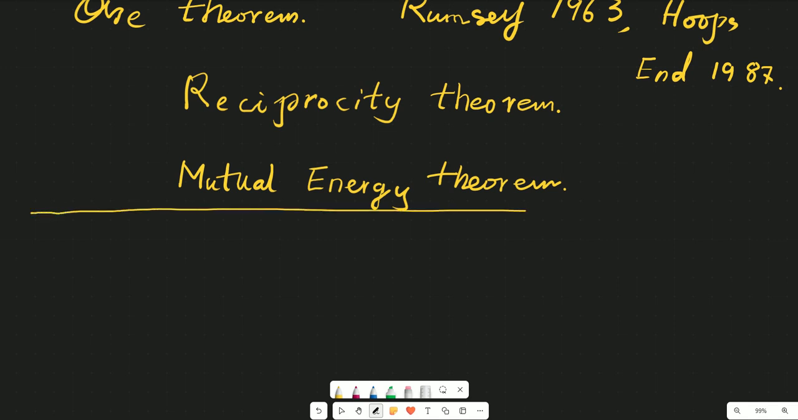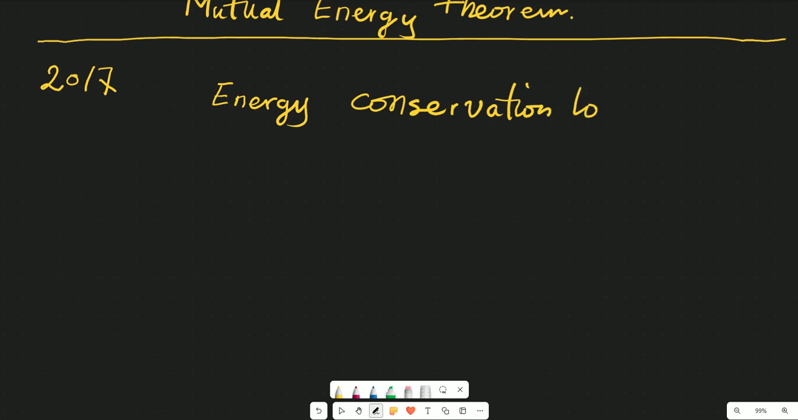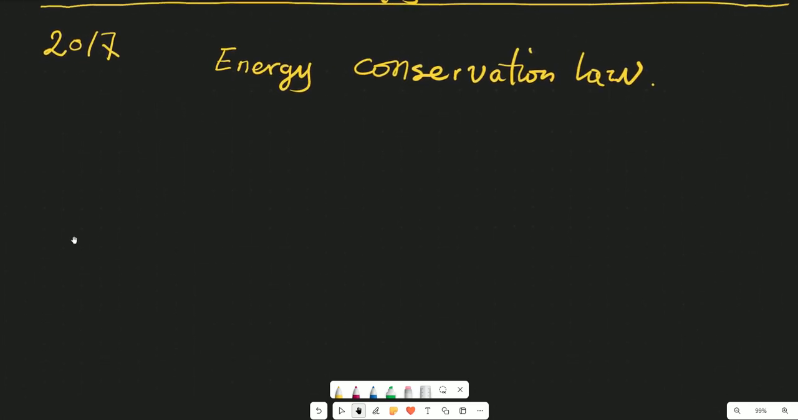And continuing, in 2017, I found that this mutual energy theorem is not only an energy theorem, but also an energy conservation law. How did I find that?